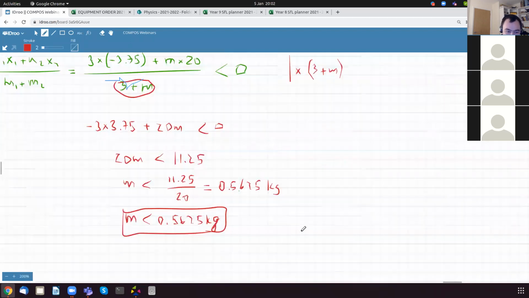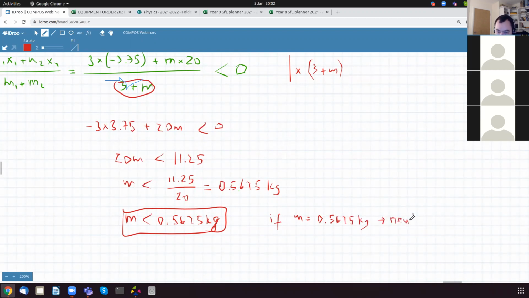So if m is equal to 0.5625 kilograms, it's in neutral equilibrium.